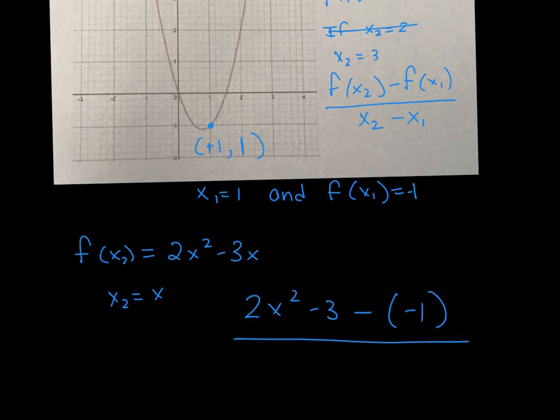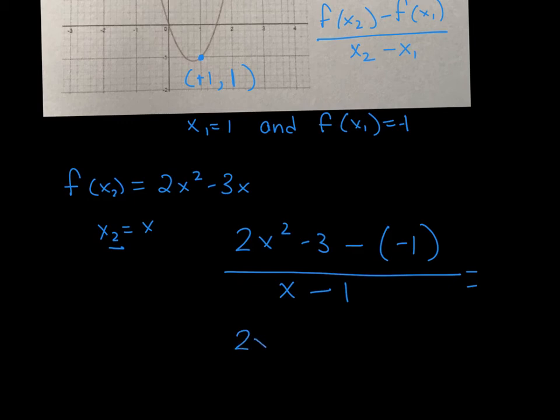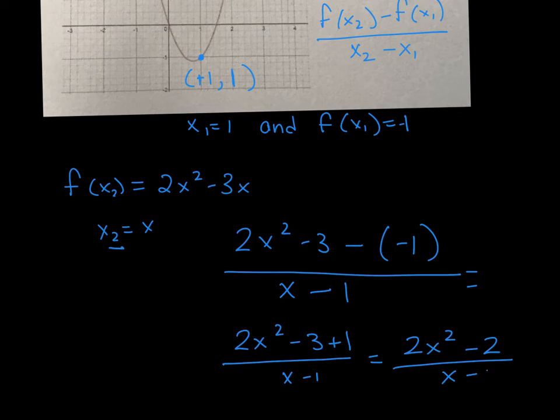all over x2. And again, we're just saying, in this case, we're going to let x2 equal the variable x, our second value. And then I go ahead and subtract x1, which is 1. So all of this just equals 2x squared minus 3x plus 1 all over x minus 1, or 2x squared minus 2 all over x minus 1.